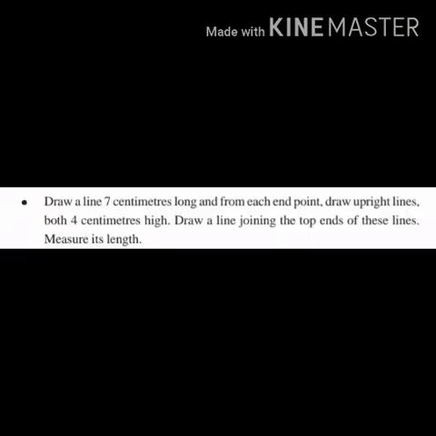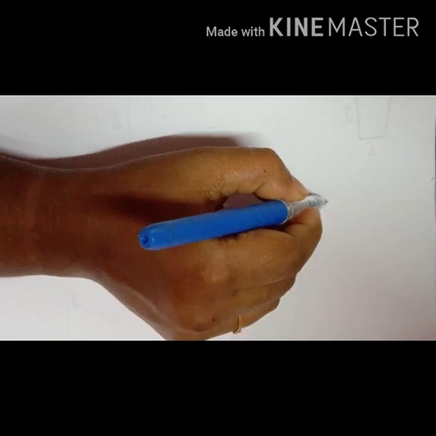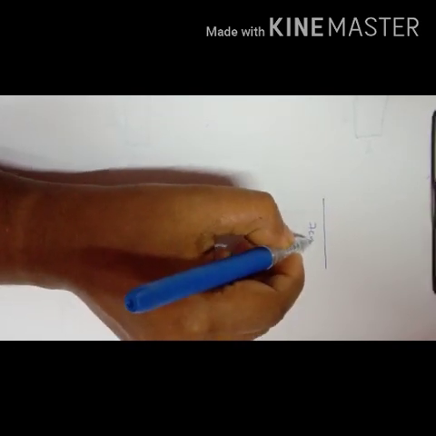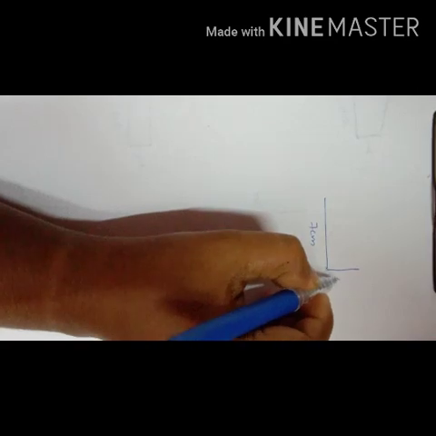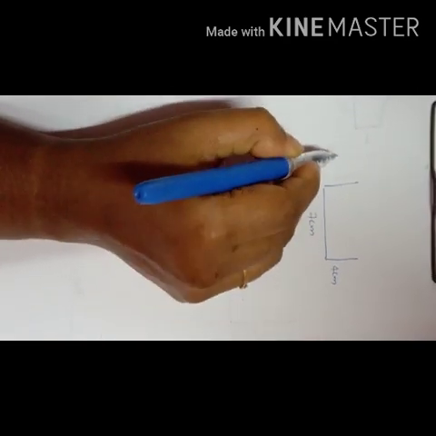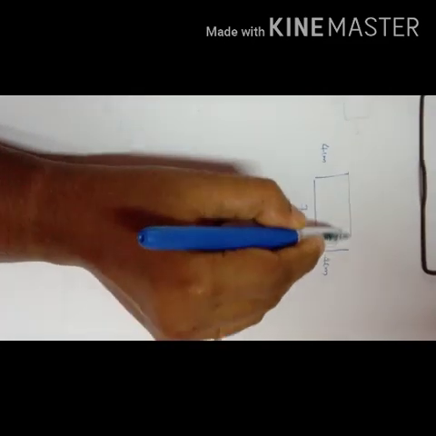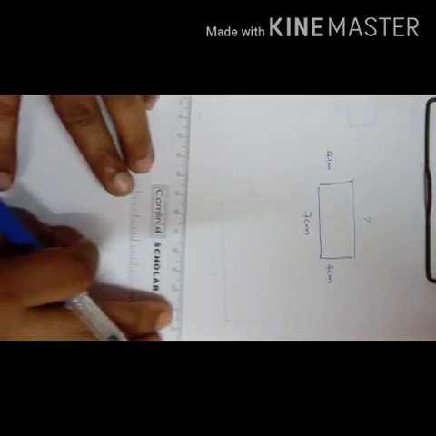Now our second question is: draw a line 7 centimeters long, and from each endpoint draw upright lines both 4 centimeter high. Draw a line joining the top ends of these lines. Measure its length. That is our question. Let's check how we can find that. I already told you, first you should draw a rough figure. Here is a figure having 7 centimeter, here 4 centimeter, here also 4 centimeter, and we want to join the ends and find the measurement of this length.